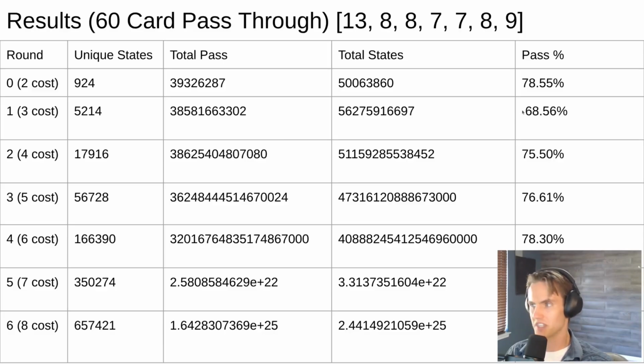Anyways, there's then almost a 70% chance that you'll pass that round. And then going down, there's a 75% chance, 76% chance, 78% chance, 77% chance, and then a 67% chance. So pretty cool. And to also see, to get to the 8 cost, it is 2.4 times 10 to the 25 states in total, different ways to get to this, assuming you're starting with a 60 card deck with this distribution. So unfathomably large, but thankfully there are only about half a million unique states, which is totally calculable.